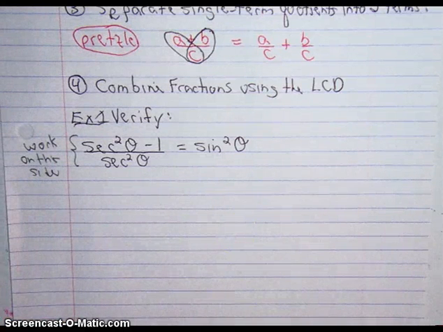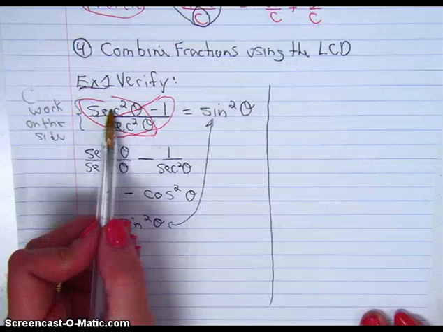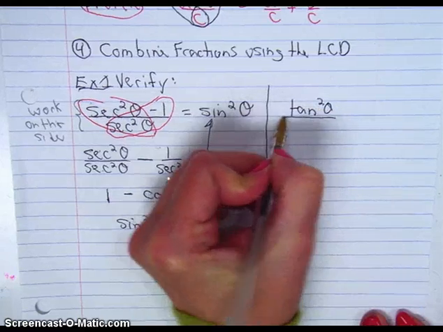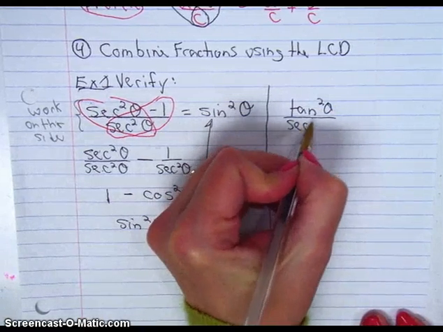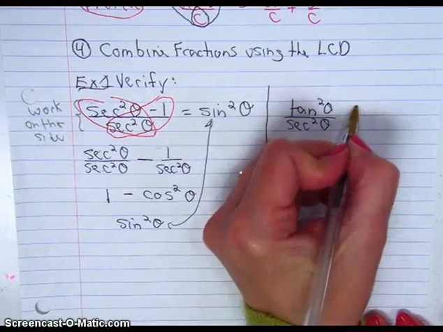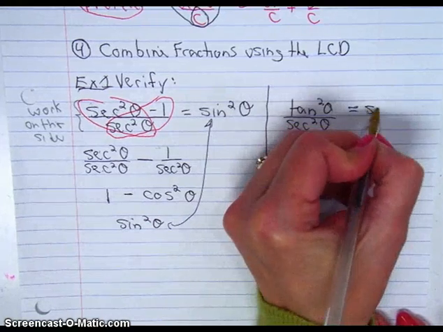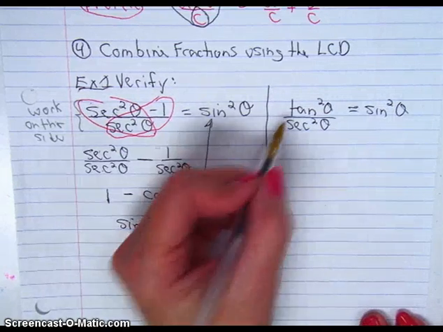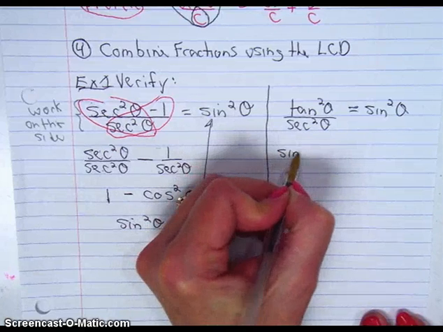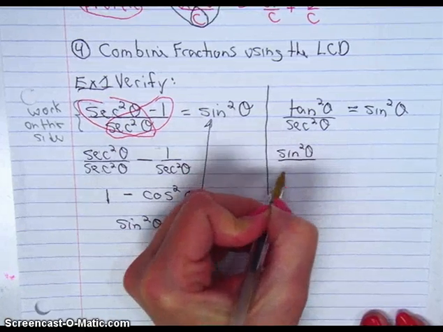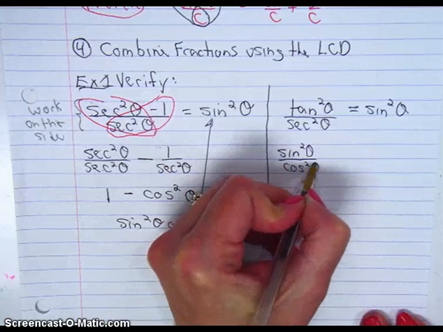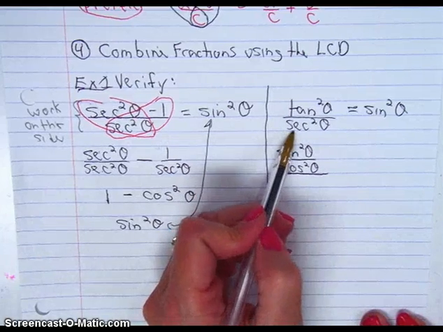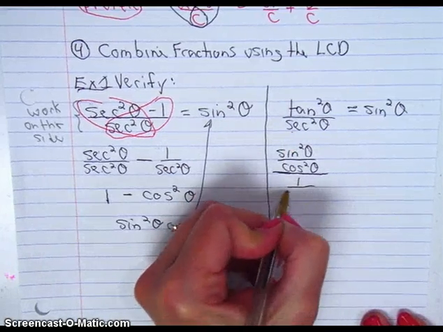Okay, now, do you guys all have your orange sheets out? Secant squared theta minus 1 is the same as tangent squared. Okay, and we're trying again to prove that it equals sine squared. Tangent squared. Tangent is sine over cosine, divided by, and secant squared is 1 over cosine squared.